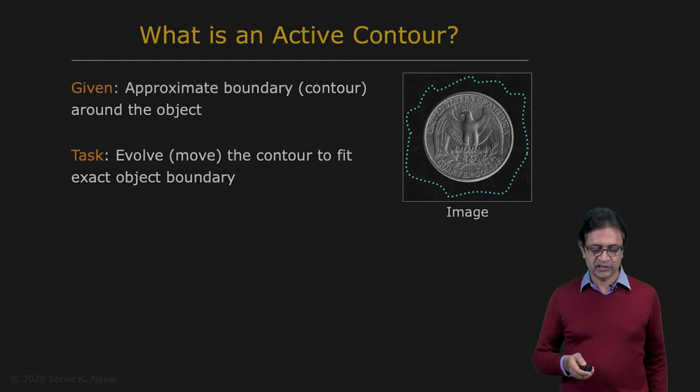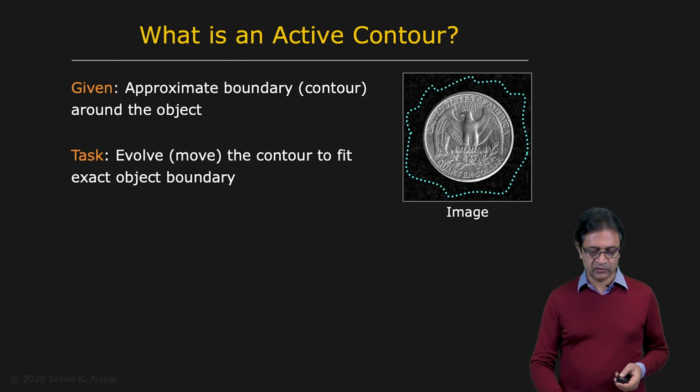Now let's talk about the concept of active contours, also referred to as snakes, a very powerful tool for finding the boundaries of objects in an image. So first, let's take a look at what is an active contour.